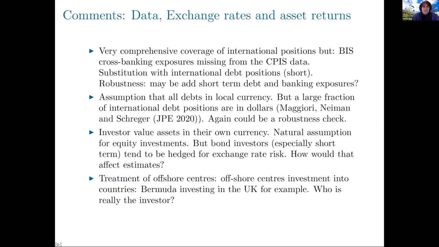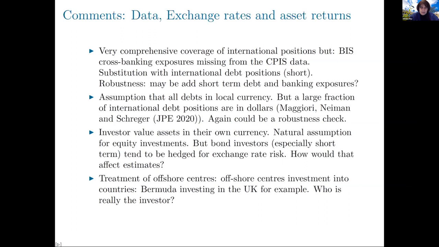Okay, so a few comments. It's a very comprehensive coverage of international positions, but the CPIS data does not have the cross-border banking exposures of the BIS, for example, which are probably quite a substitute for the short-term international debt position. So I would suggest that some robustness checks could take that into account, maybe add them up in order not to add too many equations. There's also an assumption that all debts are in local currency, but a large fraction of international debt positions are in dollars. So again, that could be a worthwhile robustness check to do.